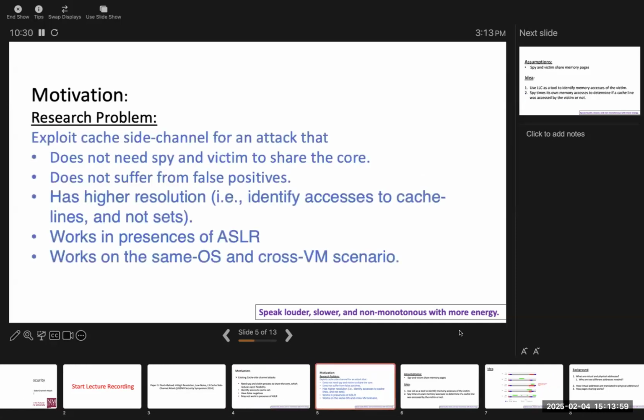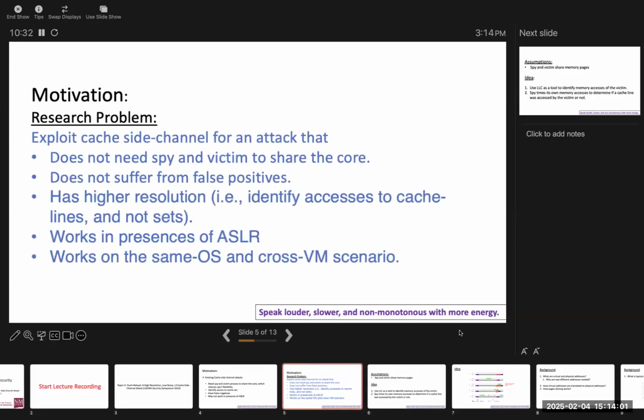Okay. So here they exploit the cache side channel for an attack that is free of all those weaknesses, right? Definitely it has its own weaknesses.